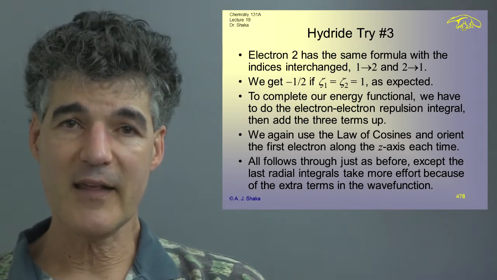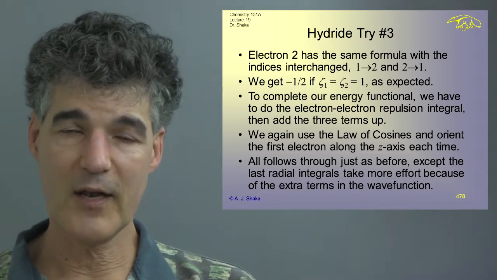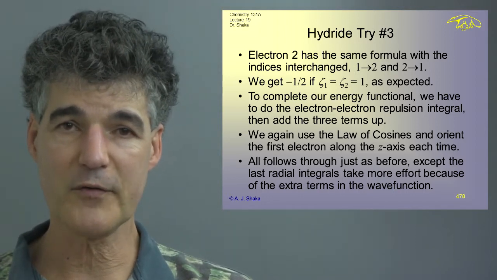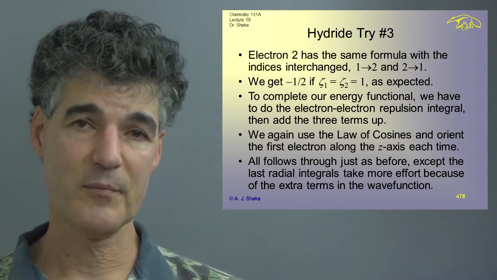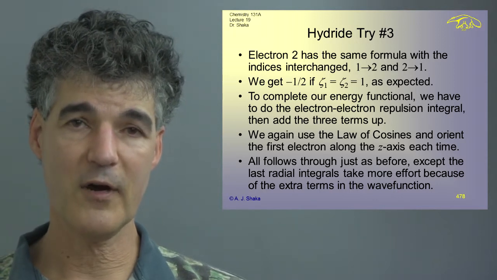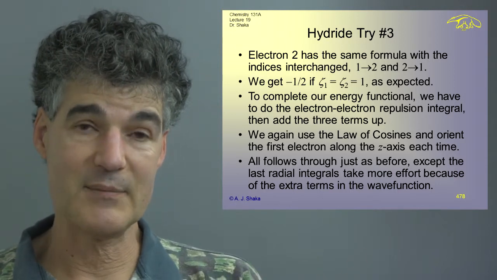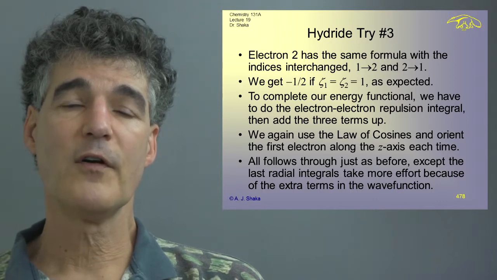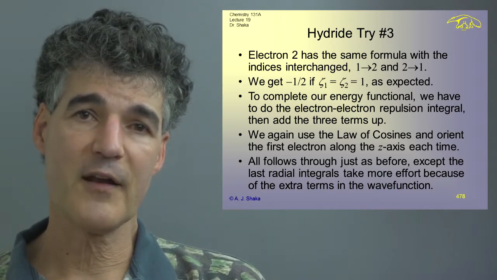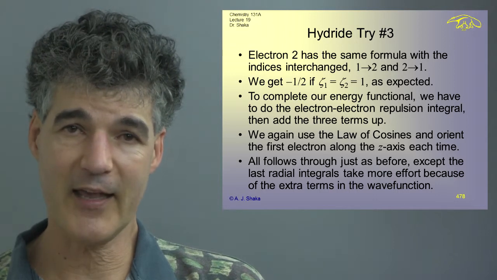Now, to complete the energy functional, we have to take the two 1 electron terms. Good, we can add those up. And then we need the repulsion term. We need the integral of 1 over R12 with this bigger expanded wave function. And remember, the 1 over R12, in order to do that at all, we needed the law of cosines. And so we're going to have that again.